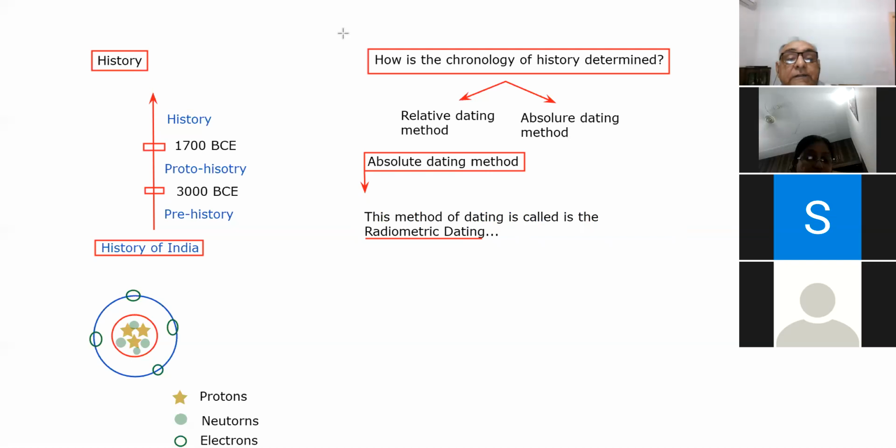Yes, beta. Sir, repeat the previous point. Beta, carbon 14 isotope decays into nitrogen 14 isotope. Okay, decays into nitrogen 14.